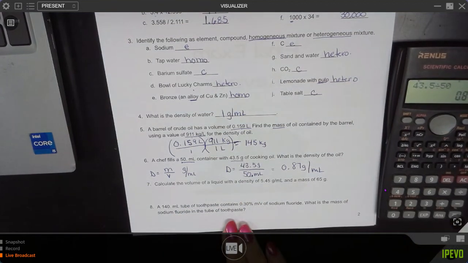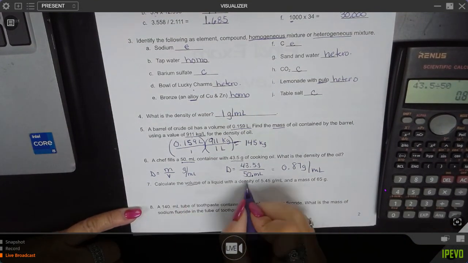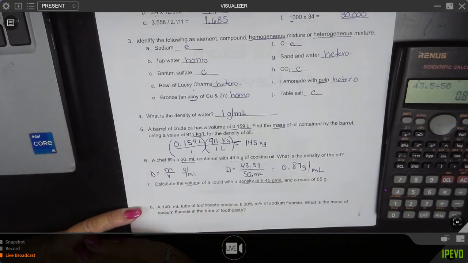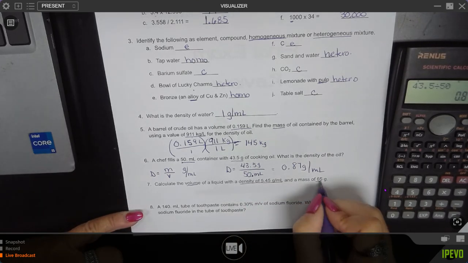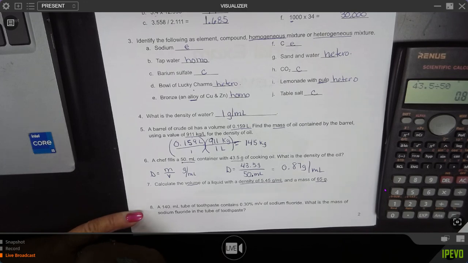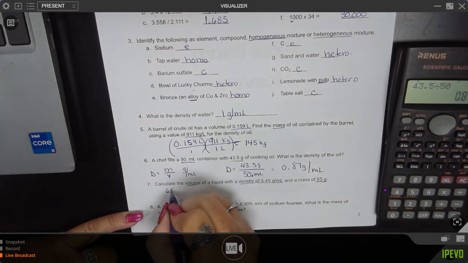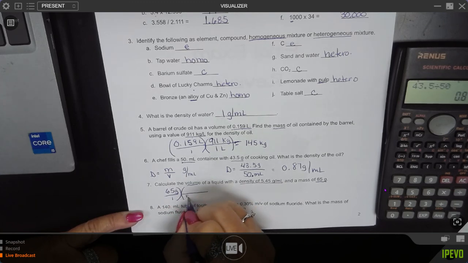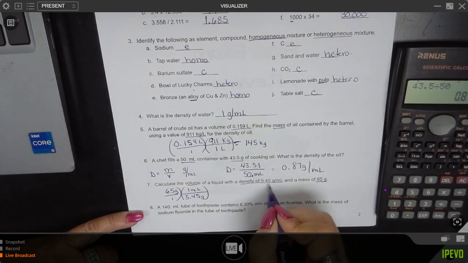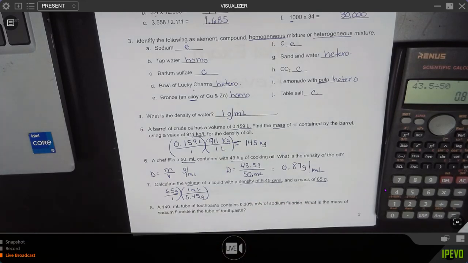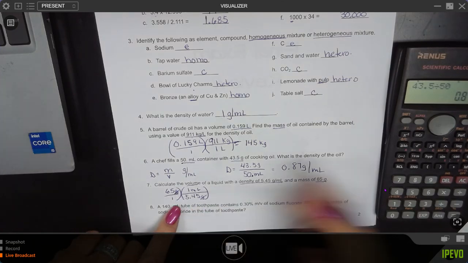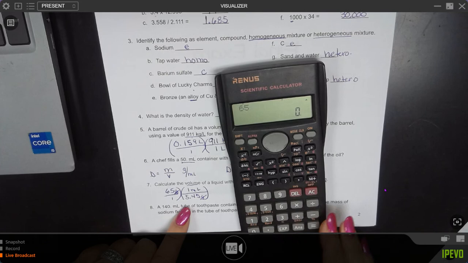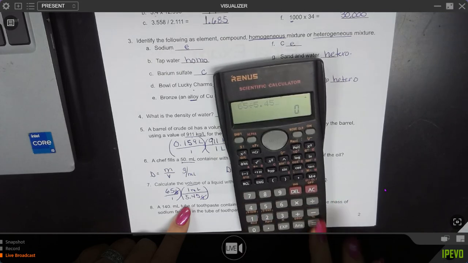All right. Calculate the volume of a liquid with a density of 4.5 grams per milliliter and a mass of 65 grams. Okay, so we can again set this up as a conversion. 65 grams is equal to 5.45 grams per 1 milliliter. Okay, that's what this tells us. Density is 5.45 grams over 1 milliliter. And remember, those conversion factors we can flip either way so that our units cancel. So 65 divided by 5.45 is 11.92.